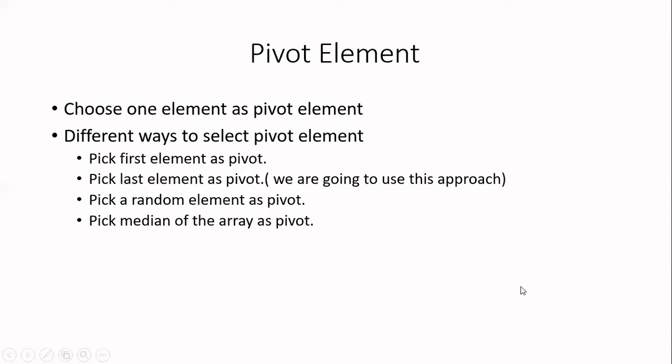The first step is you have to bring the pivot element to its correct position in the array such that all the elements to its left are smaller and all the elements to its right are greater. This is the first step. So here we are finding the position of the pivot element.